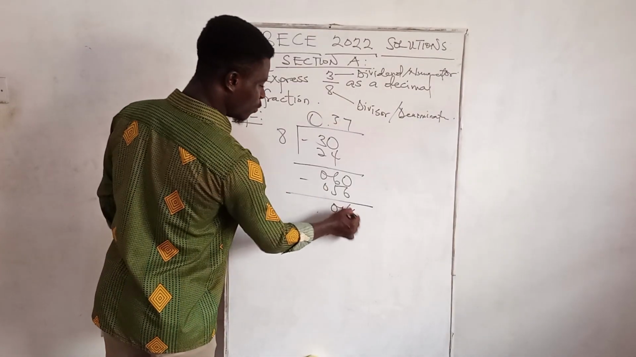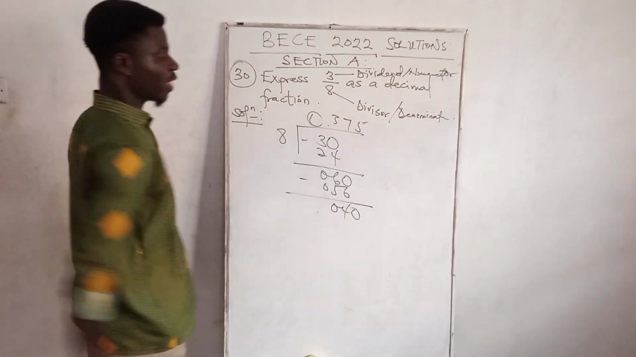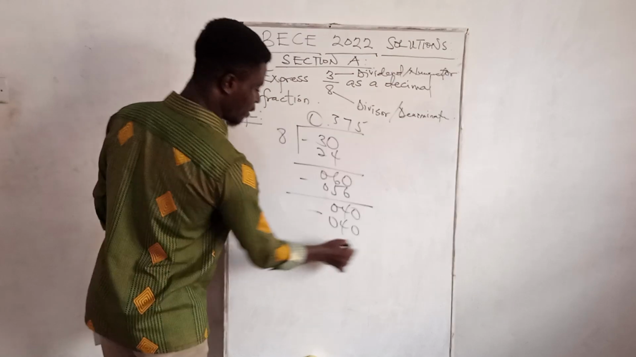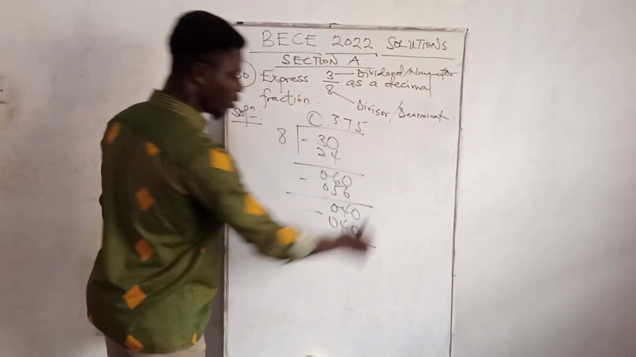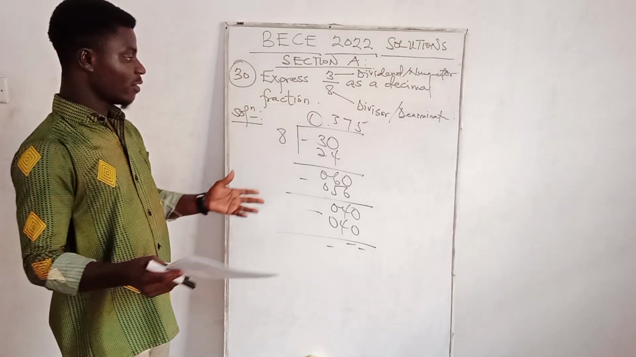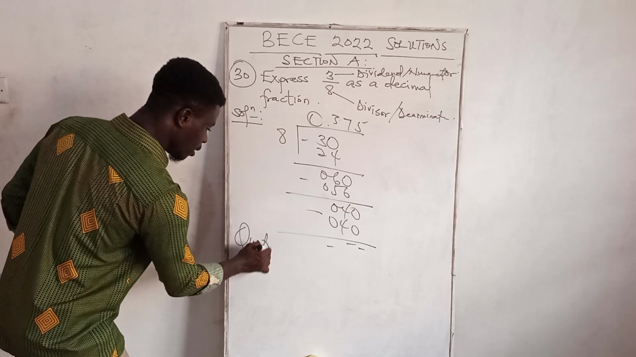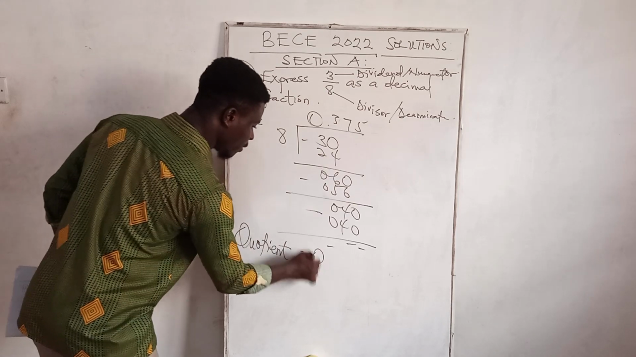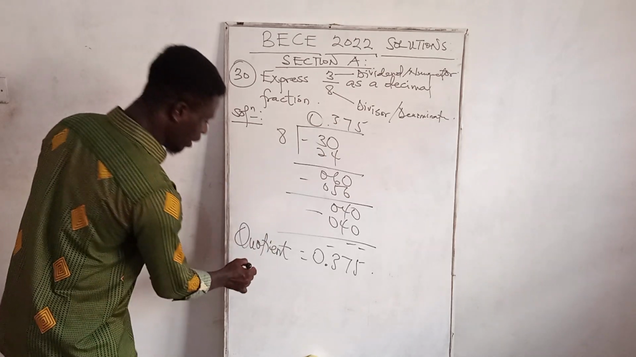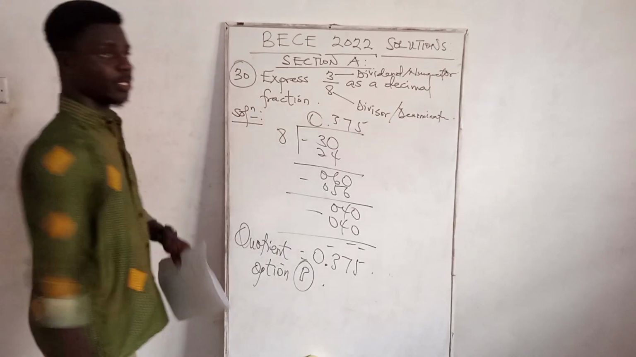Can 8 go into 4? No. We bring down our 0. 8 will go into 40 how many times? 5 times. 5 times 8, we get our 40. We subtract, there will be no remainder, because 5 8s are 40. Very trivial. So our quotient is 0.375, which is option B.